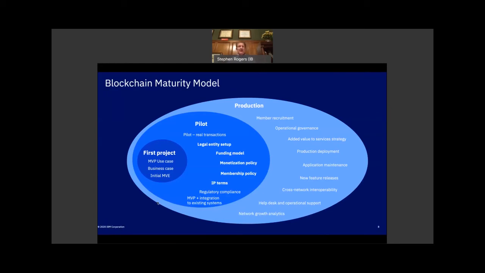And that is an IT project because usually it's proving the technology. But if you look at all of the key elements under the pilot and then the production, you will look at those terms and you will say, whether it's the funding model or whether it's the governance model, right? How are you going to recruit members? Who's going to own what IP? Those are business issues. And that's why I say this is a business transformation.